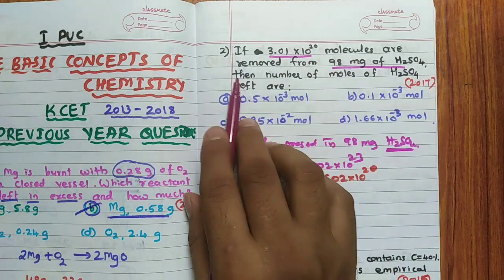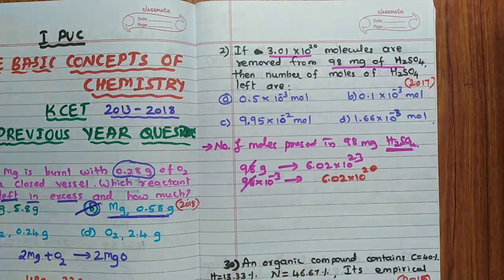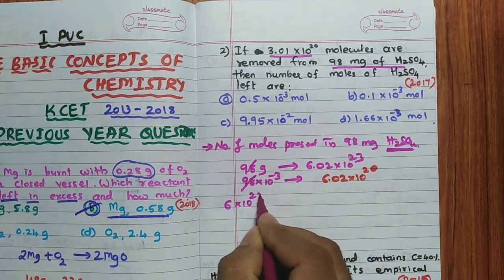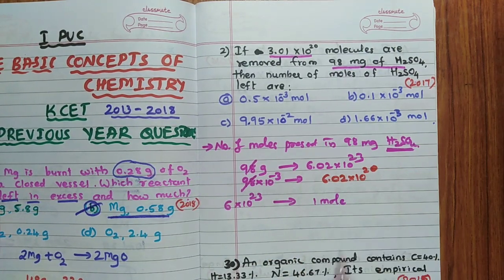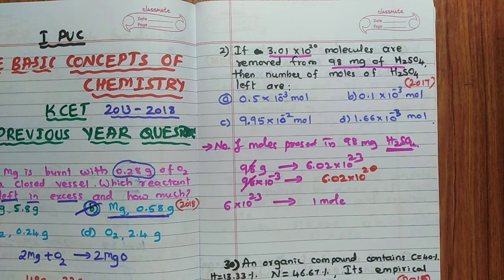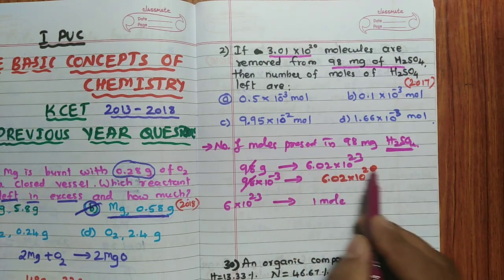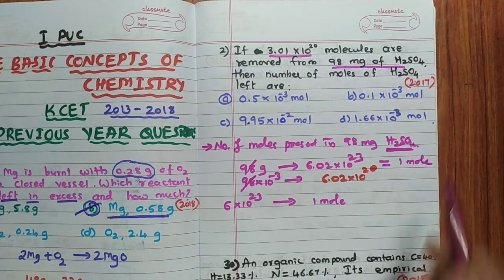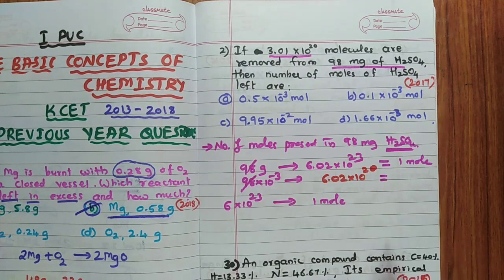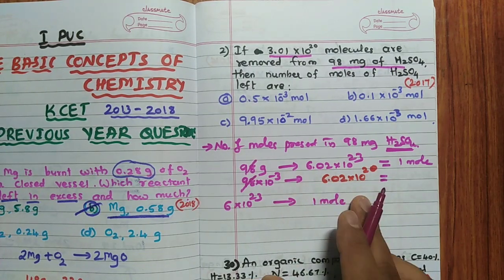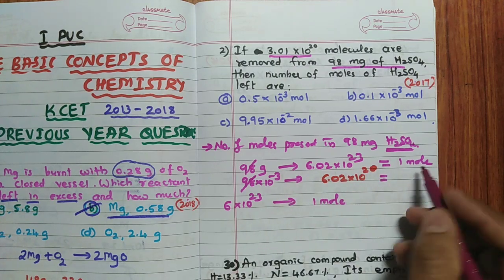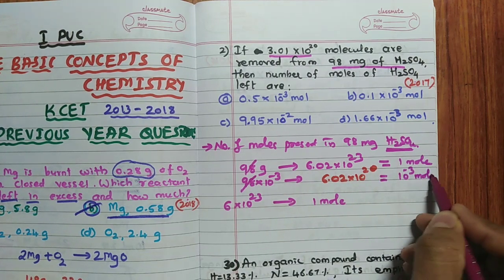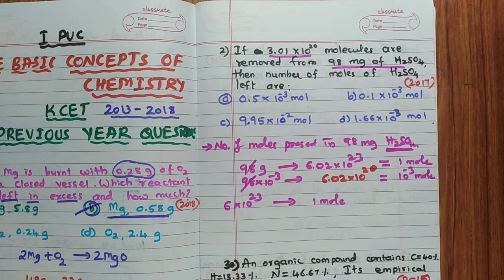3 into 10 to the power 20 molecules, what is the amount you will say? See, we know that 6 into 10 to the power 23 means 1 mole. Correct? So remember, in this particular case it is actually not necessary to do this one. What we will do, instead of this, is equal to 1 mole. So how many moles is 6.02 into 10 to the power 20? So 10 to the power minus 3 moles we will get.